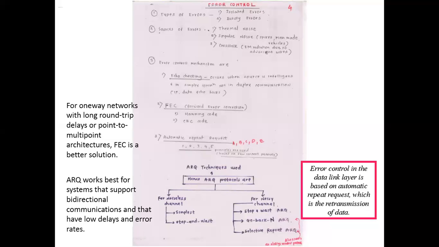The different techniques being employed are what you have to study. For noiseless channel, you have the simplest protocol and stop and wait protocol. As far as noisy channel is concerned, there are three techniques: stop and wait ARQ, go back N ARQ, and selective repeat ARQ. Thus, error control in the data link layer is based on automatic repeat request, which is the retransmission of data. For noiseless and noisy channel, we will see these 5 techniques one by one in today's session.